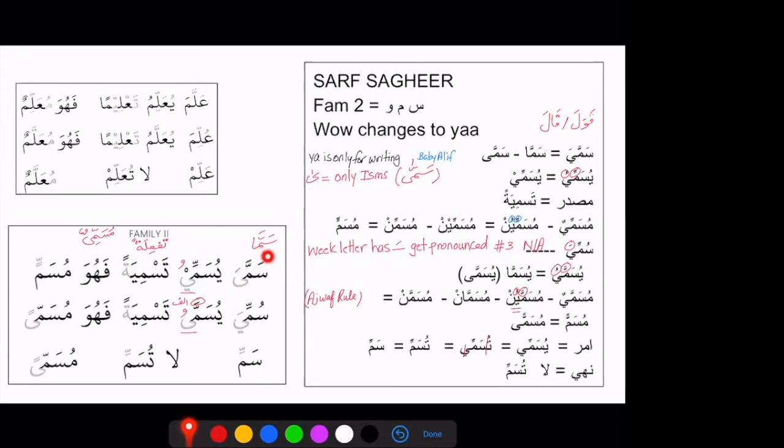Basically, it should be written like that. But as rasmul khat, as the style of writing, we write it with alif maksura, but actually it is with alif. So this is the writing style, but actually it is samma, because we are learning that this weak letter is changing into alif. We need to remember this rule, or if the rule is too heavy, then we should know what's going on in our head and just memorize it that way. But that should be the set pattern.